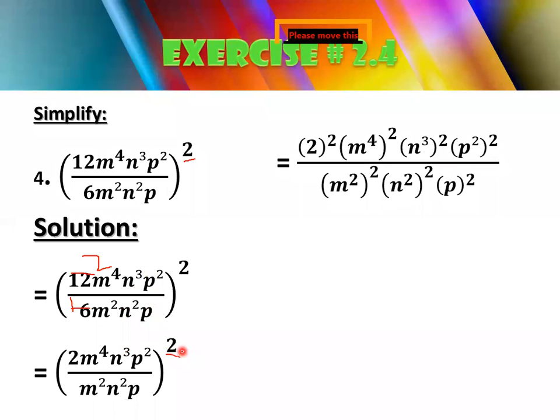Okay, now you are going to multiply each and every number with 2 times. You are going to give this 2 to each and every number of the quotients, numerators and denominator. So simply you will write 2 whole power 2, then m4 and the whole power is 2, then n cube and the whole power is square, and then p square and the whole power is square.